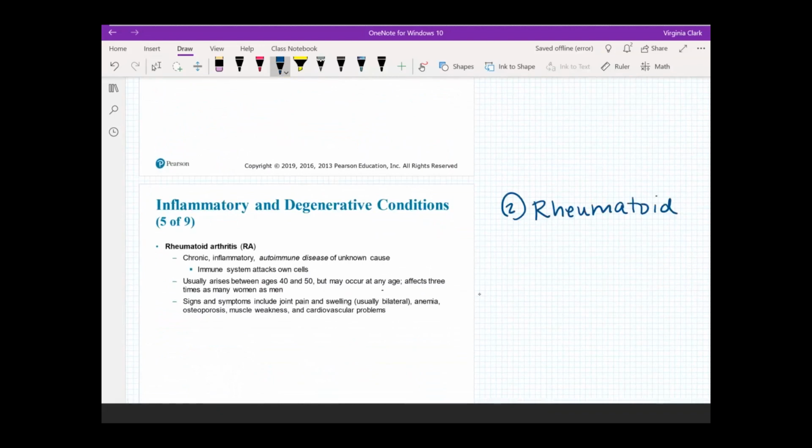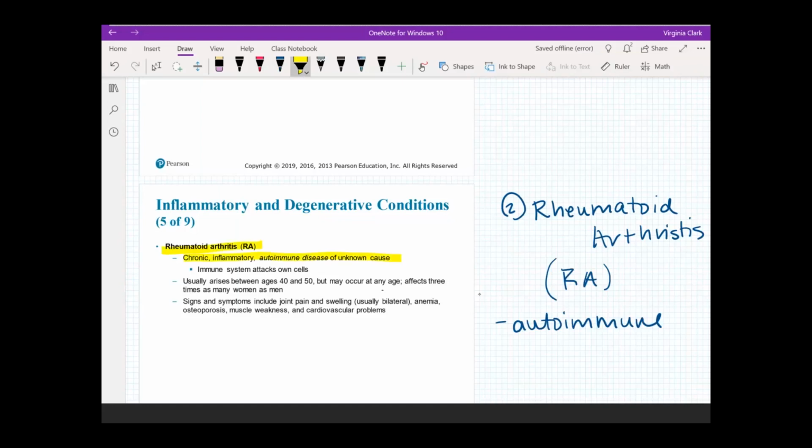This is another pretty common type of arthritis, but it's not old age. So this is rheumatoid arthritis. This is going to be chronic and it's inflammatory and it is an autoimmune. So this is where you're going to have the same characteristics of osteoarthritis, but what's happening is that your immune system is attacking essentially yourself. That's what autoimmune means.